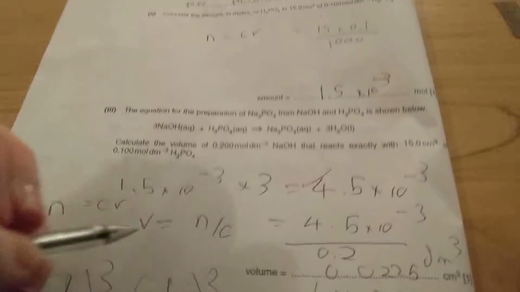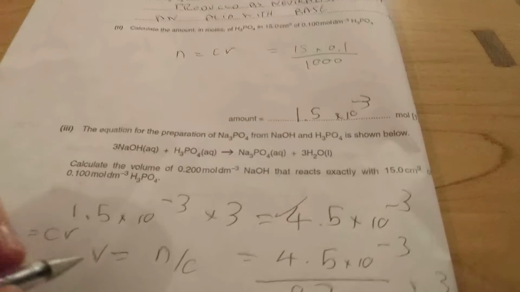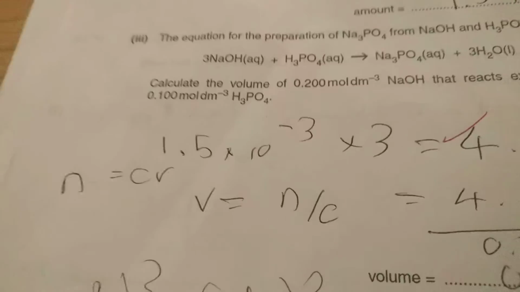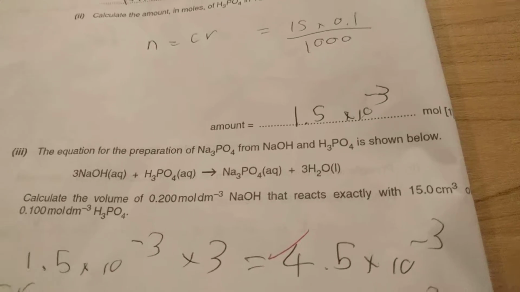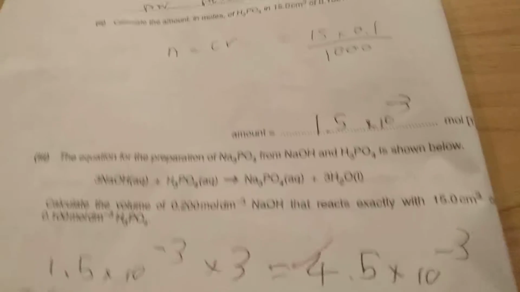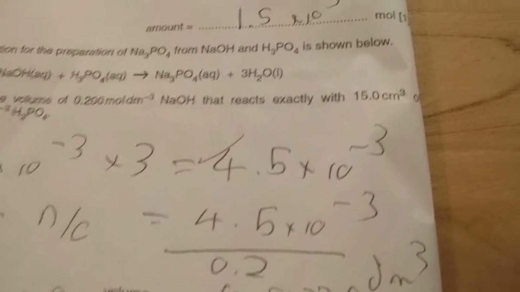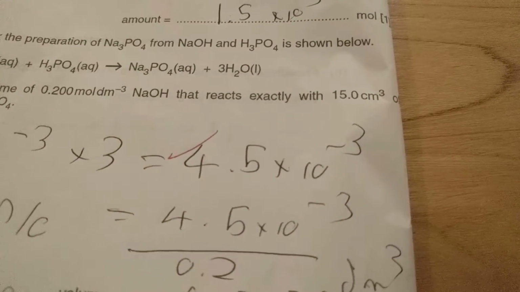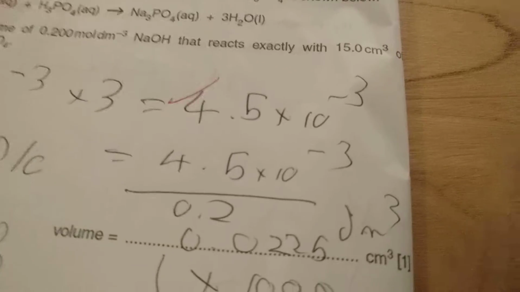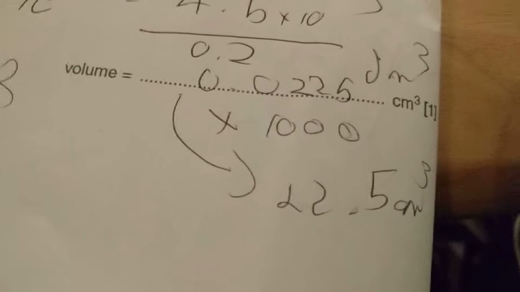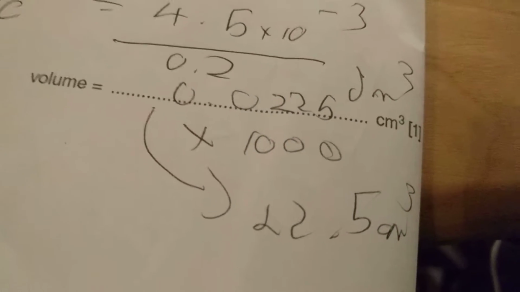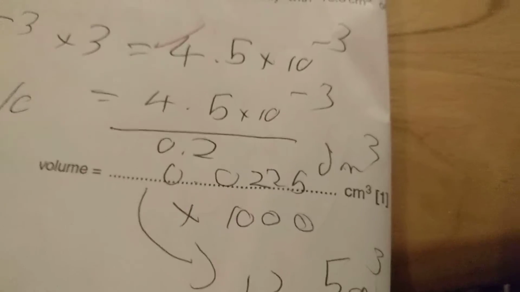So I can rearrange the n equals CV equation to make V the subject by dividing both sides by C. I know in my question that C is 0.2 moles per decimetre cubed. So I've got 4.5 times 10 to the minus 3 divided by 0.2, which gives me 0.025 decimetres cubed. But note the units in the question are asking for centimetres cubed, so you need to times by 1,000 to go from decimetres cubed to centimetres cubed, which gives you 22.5 centimetres cubed.